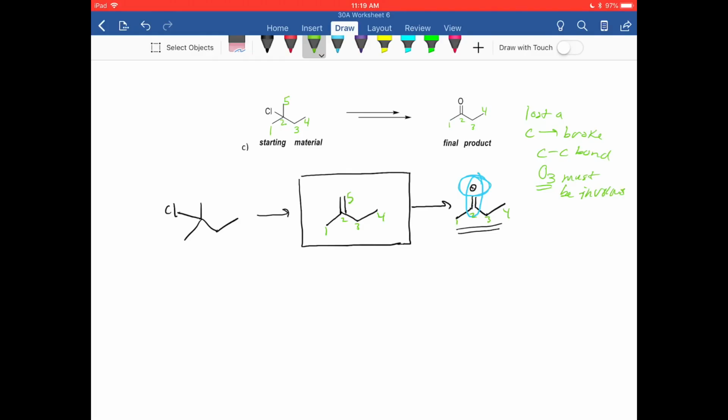And do we need more than just that one carbon? Well, if we number our starting material, 1, 2, 3, 4, 5, no, we need exactly one additional carbon. So now what we want to do is fill in the reagents that would allow us to get that ozonolysis to happen. So step 1 is ozone.